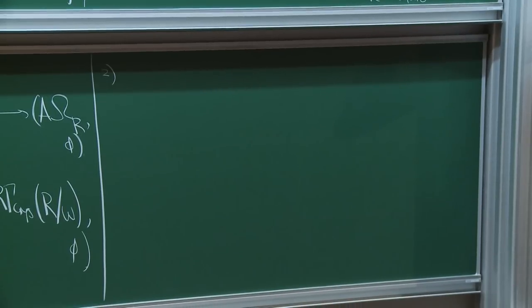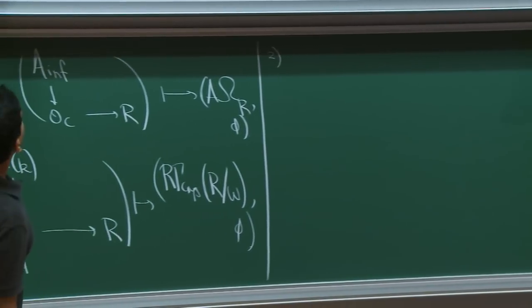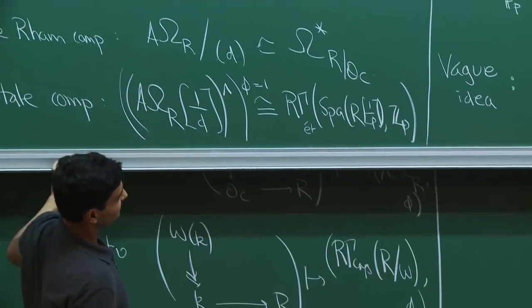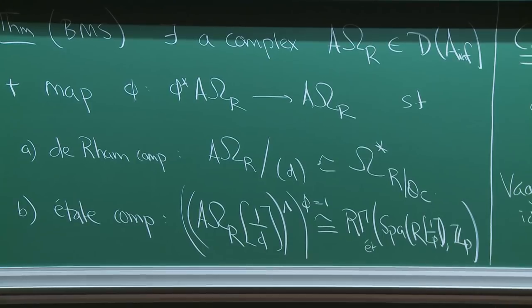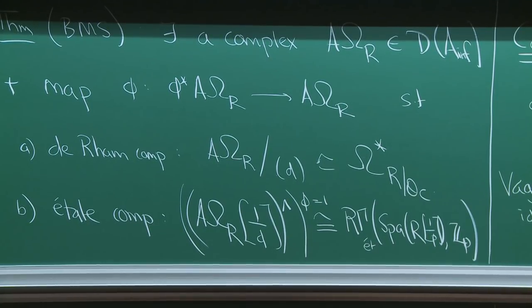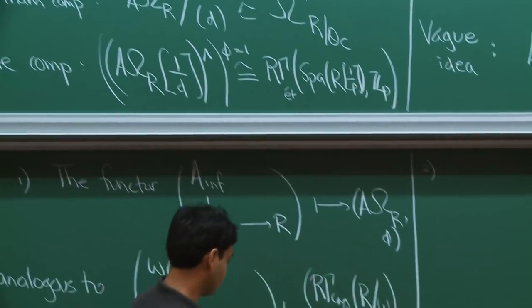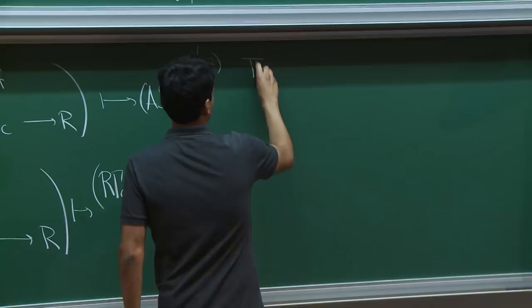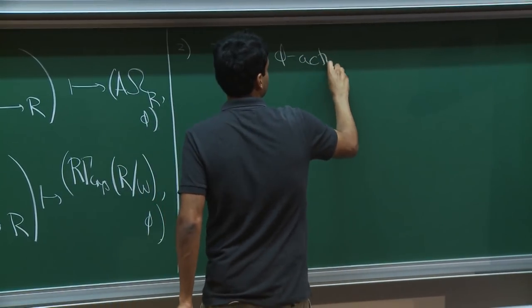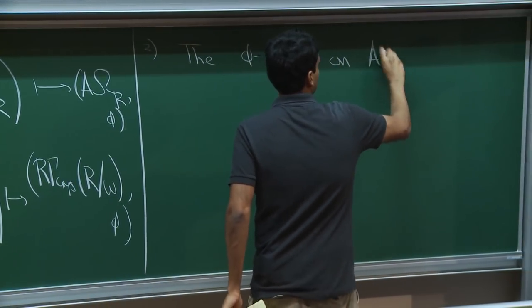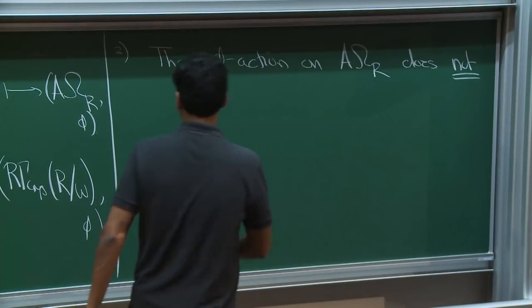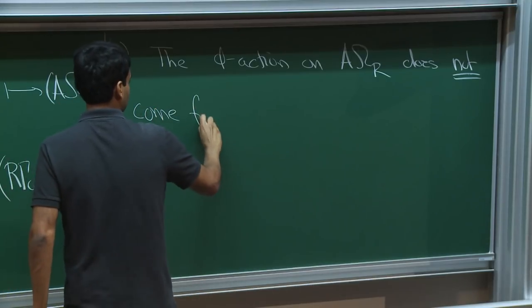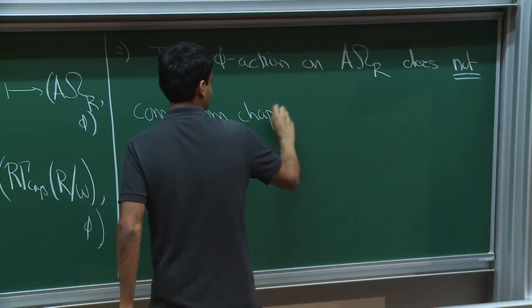Maybe a warning is that this is something that lives in mixed characteristic and has a Frobenius action. Now, based on intuition from crystalline cohomology, the natural source of Frobenius actions is Frobenius on a ring of characteristic p. You apply some functor to it and you get a Frobenius on a mixed characteristic object. But that is not true over here. So the phi action on A_inf(R) definitely does not come from characteristic p. Let me make a precise statement.